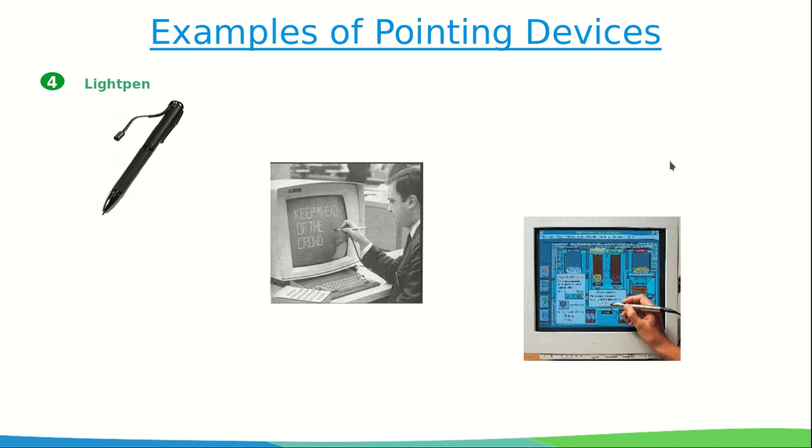Another example of a pointing device is what we call a light pen. Now, a light pen is used with special screens or monitors. There are special screens or monitors that are sensitive to the light pen, where the user can select items using the light pen on the monitor, or can also write or draw figures directly onto the monitor.